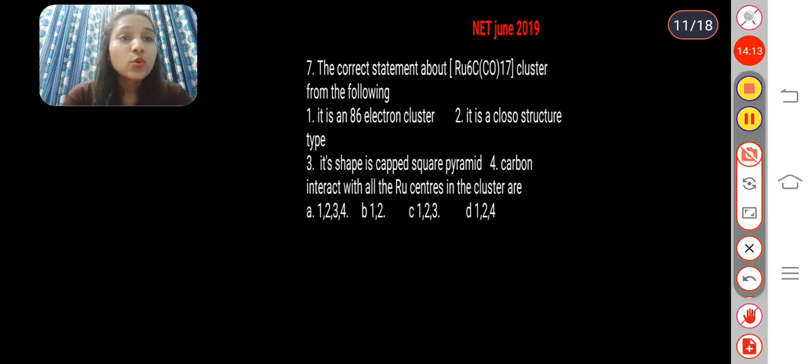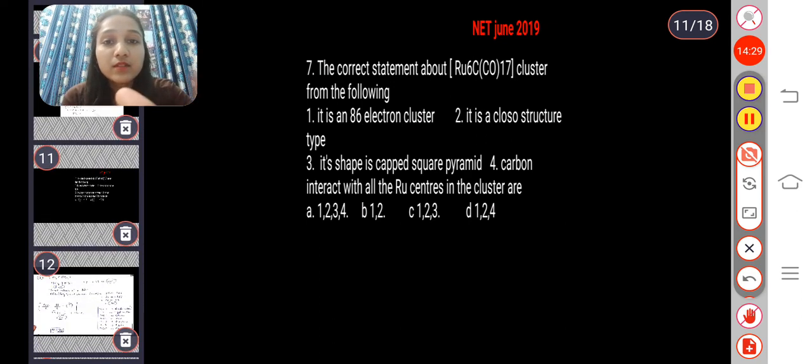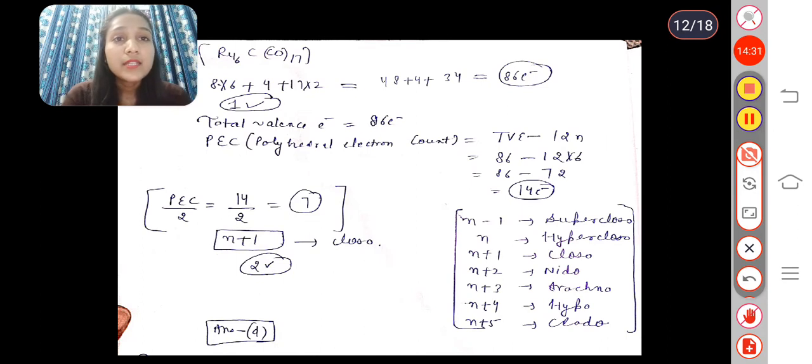So our 7th question is: the correct statement about Ru6C(CO)17 cluster from the following. So for this complex we have to state the correct statements. So first is, it is an 18 electron cluster. Let's calculate its number of electrons.